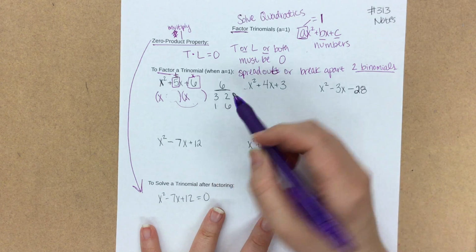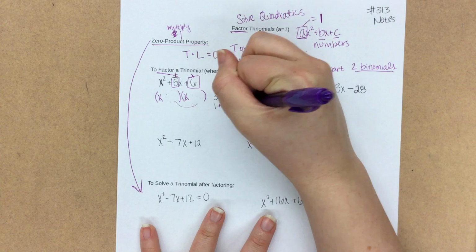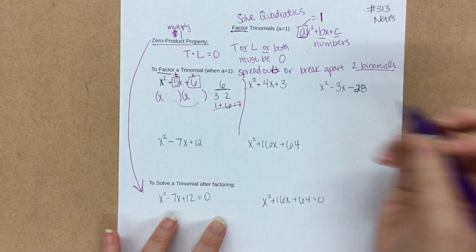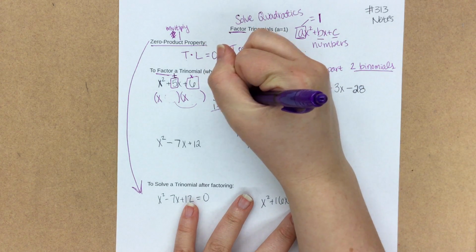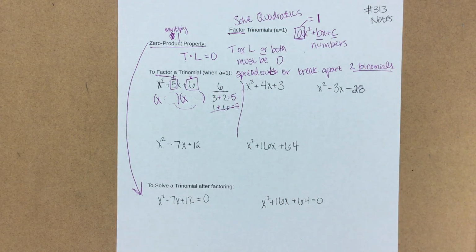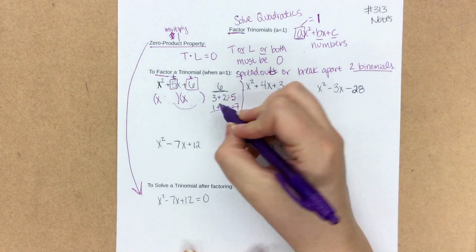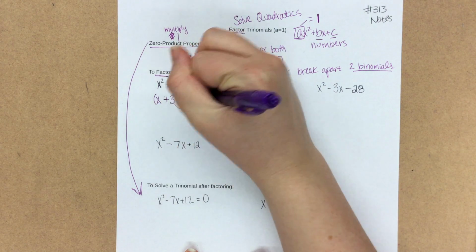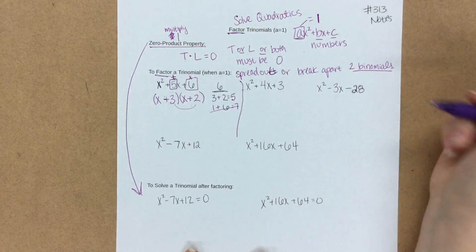If I combine 1 and 6, that equals 7. Well, that's no good for me, so I'm going to draw a line here. But if I add 3 and 2, I get 5. So I'm going to put in here, these are both a positive 3 and a positive 2. I'm going to have plus 3 and plus 2.